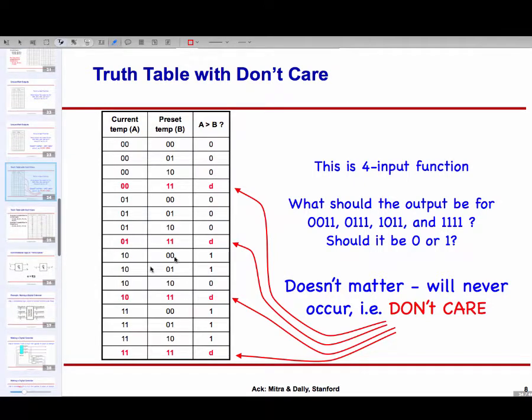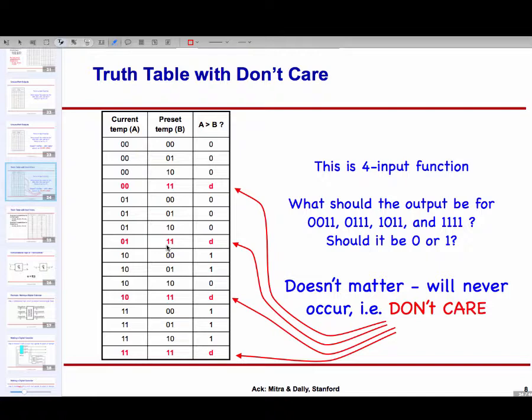Very commonly the don't cares are listed as an X or a D or a dash or some other special symbol like that. Here we are using D for don't care. Which basically means that when I'm designing this system, as a designer, I have the flexibility to interpret any row where a D is appearing as either a 0 or a 1 on the output. We don't care which one.